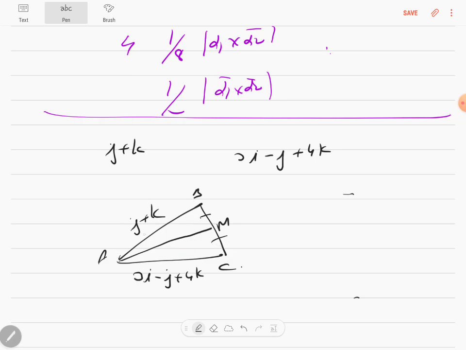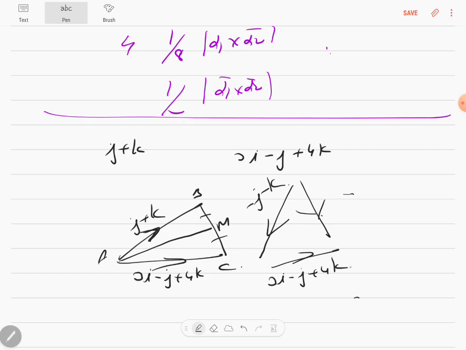When they've given AB, it's in this direction. Direction of AC is in this direction. By the triangle law of vectors, if you're going to find BC, this should have been like this, correct? But this should have been like this. So it should have been minus j minus k, and this should have been 3i minus j plus 4k, so that I can easily add these two vectors and get my BC. What is BC therefore? Add these two vectors.